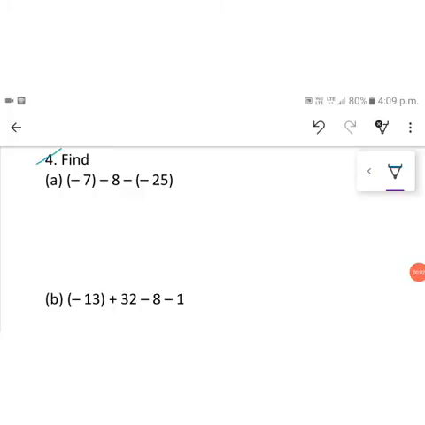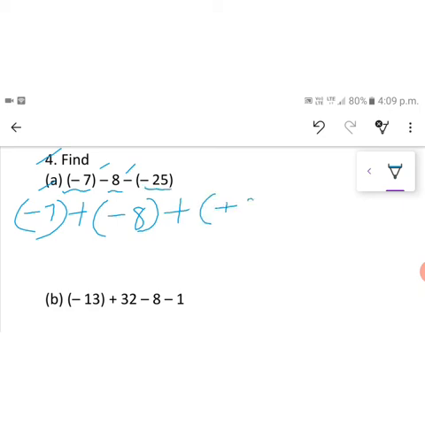Question number 4. Find A part. Minus 7 minus 8 minus inside the bracket minus 25. Write minus 7 as it is. Change the subtraction sign into an addition sign. Now take the inverse of the number which comes after the sign. The additive inverse of plus 8 is minus 8. Change the subtraction sign into an addition sign. The additive inverse of minus 25 is plus 25.